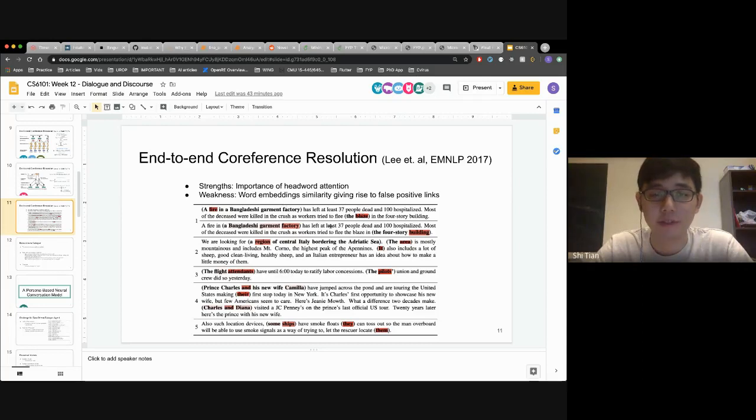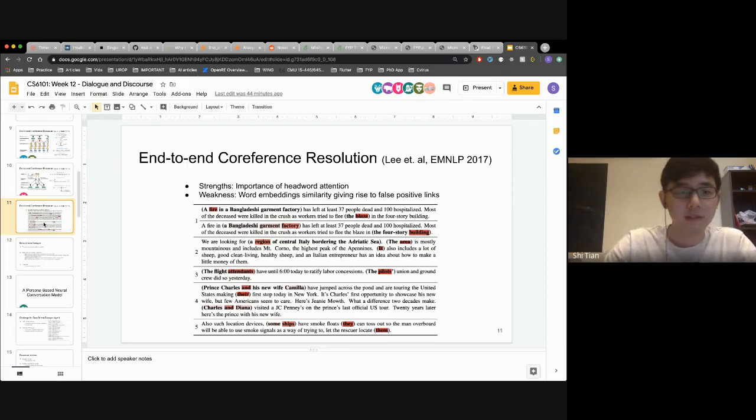And then in the second example, in the first sentence, now that their span no longer includes the word fire, the attention automatically goes to factory. And then later on, they identified building as the head word of the four-story building. And essentially, they were able to link these two together. But one of the weaknesses of using word embeddings is if you look at example three, the flight attendants and the pilots were co-referent in their model, but essentially they're not. Mostly it's because they propose that attendants and pilots are probably very similar in the word embedding space.